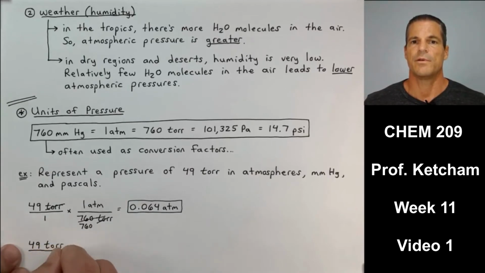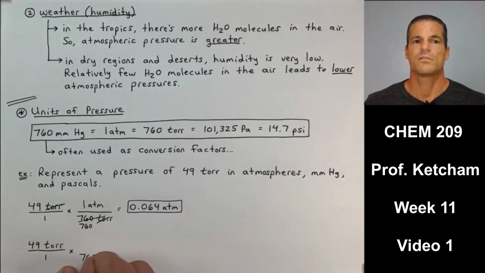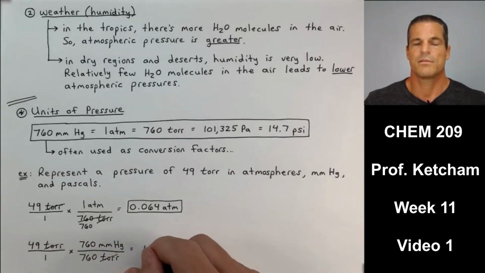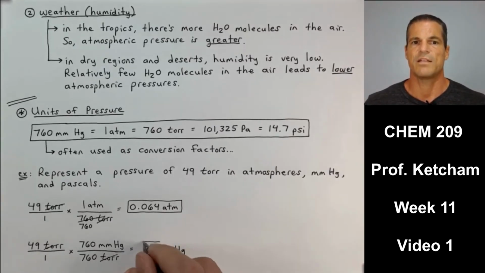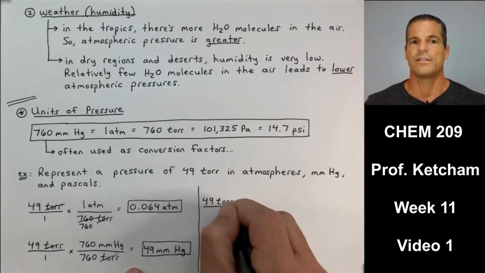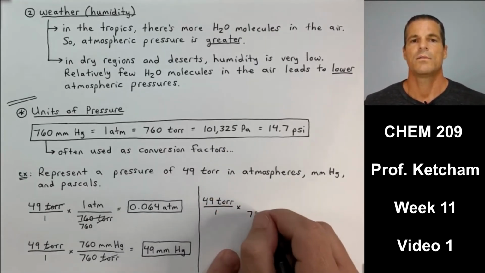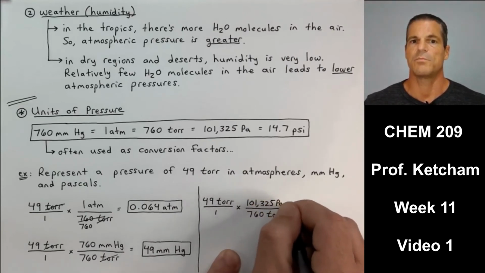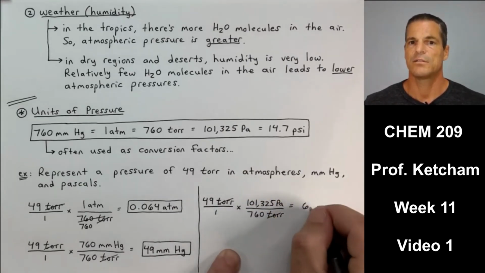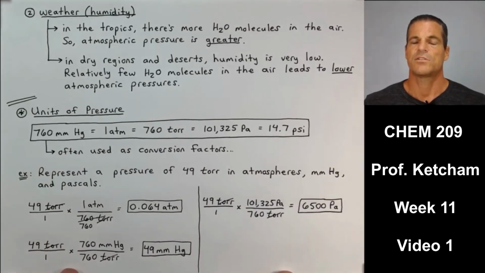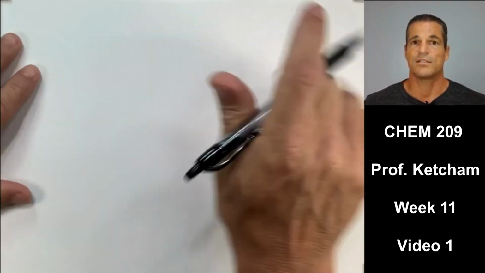Now let's convert it to millimeters mercury. 49 torr, start with what you're given, put it over 1. Well, for every 760 torr, there's 760 millimeters mercury. Let's just rewrite my answer, 49 millimeters Hg. The last one, converting 49 torr into pascals. For every 760 torr, that cancels my torrs, puts me into pascals, 6,500 pascals. Okay, I started with 2 sig figs in each of those cases, and my answer was in 2 sig figs.